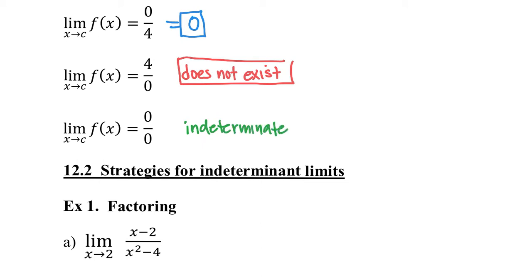Now, indeterminate doesn't mean that's the answer. Indeterminate means I have no idea. You need to do more work in order to find the limit. So if you get 0 over 0, you're not done. You need to find a new strategy that will work to evaluate that limit. Okay, so the first strategy we're going to look at is factoring.